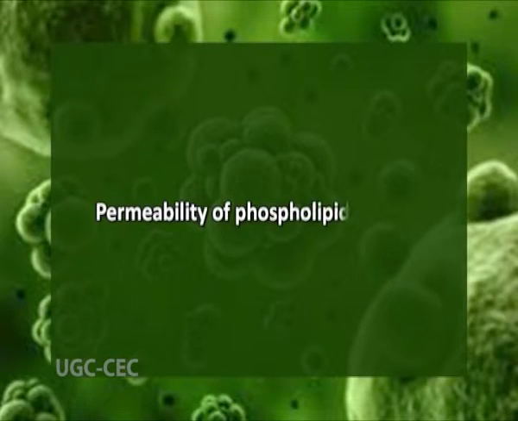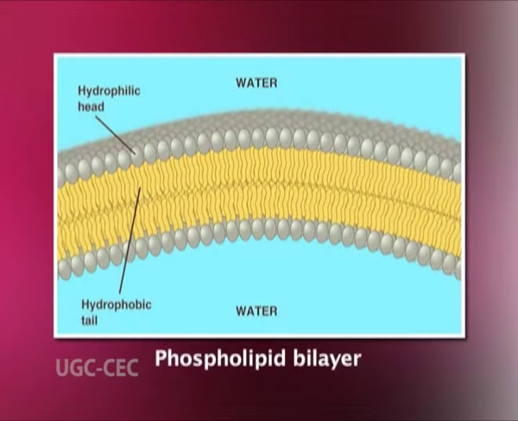Permeability of the phospholipid bilayers. Small uncharged molecules can diffuse freely through a phospholipid bilayer. However, the bilayer is impermeable to large polar molecules such as glucose and amino acids, and to ions. Although ions and most polar molecules cannot diffuse across the lipid bilayer, many such molecules, such as glucose, are able to cross cell membranes.